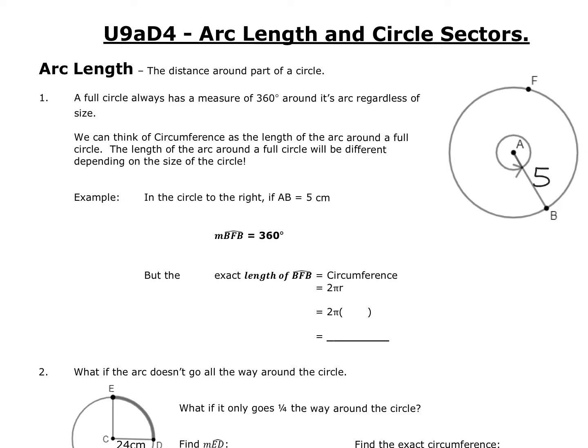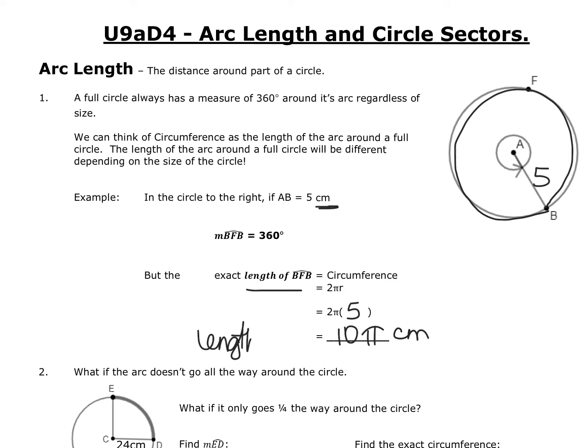and the measure of arc BFB, all the way, the whole circle is 360. But the exact length of BFB equals the circumference, which is 2 pi r, and our r is 5, so 2 times pi times 5 is 10 pi, and we're talking centimeters because we had our 5 centimeters up here. And this is the length of arc BFB, the whole circumference.